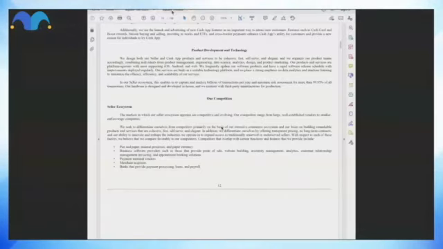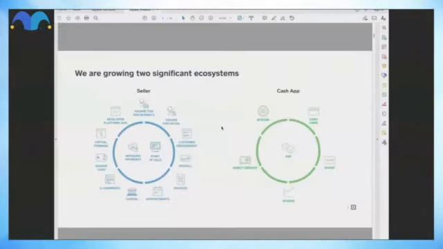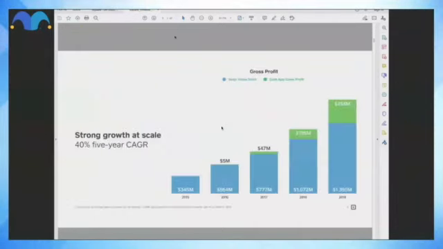So let me show you some of the slides from the investor presentation. Not surprisingly, the first slide they open with says we have two significant ecosystems, which we talked about earlier. You can see the seller piece of this is the blue. This is 2015 through 2019. This was their original business, right?